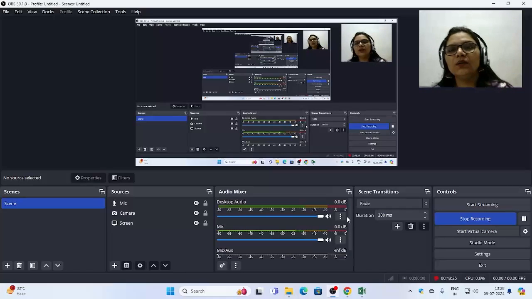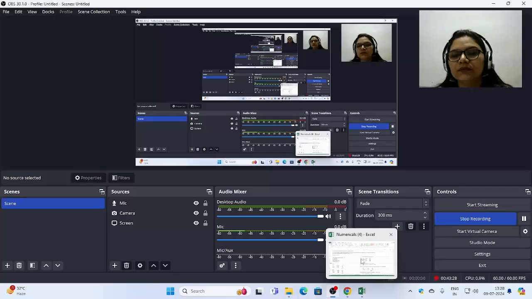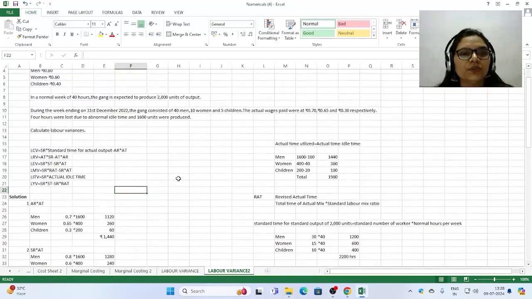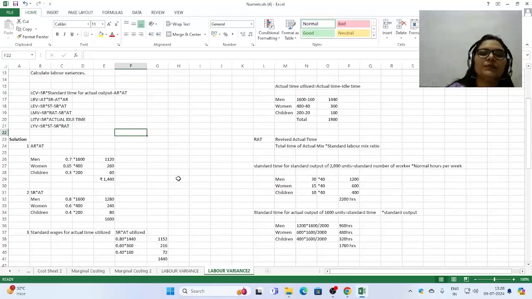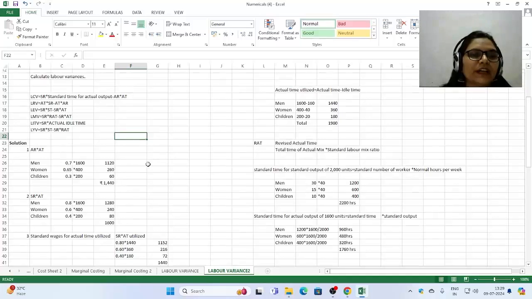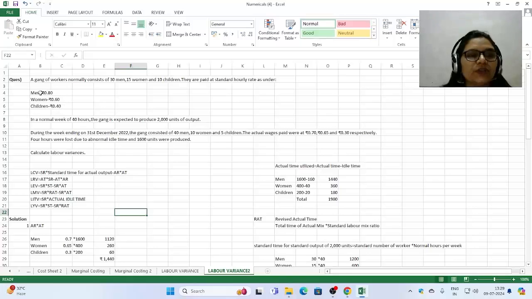Now, as I have said, if there is any confusion in your mind, let us keep it for the end of the session. But before winding up the session, let me brief again what sort of calculations we have done. We have been given a standard composition of labor, men, women, and children. This is our standard, 30 men, 15 women, and 10 children, and there are standard rates. Now this is standard output 2000 units, and a normal week is 40 working hours.